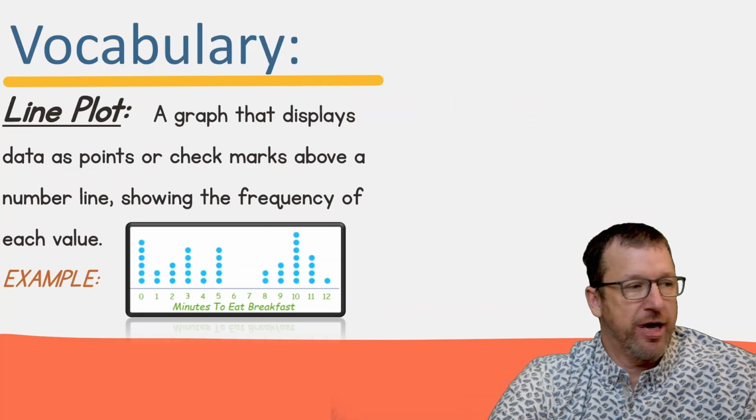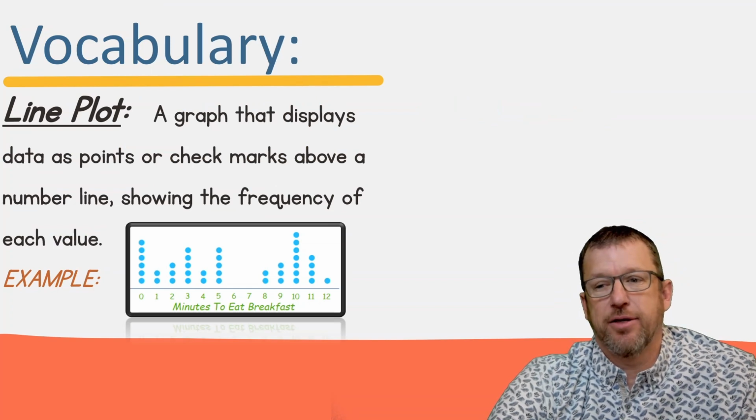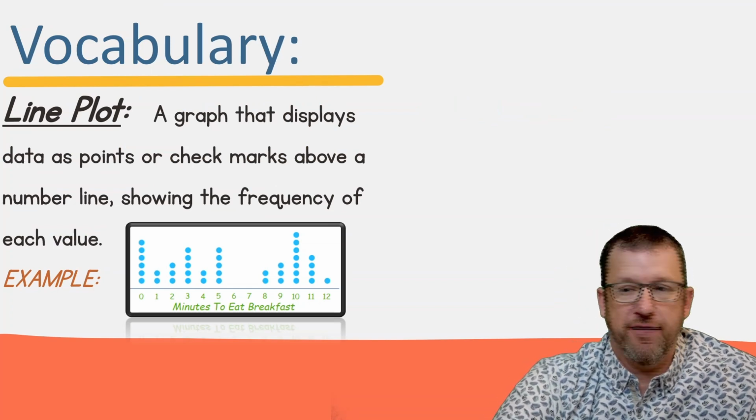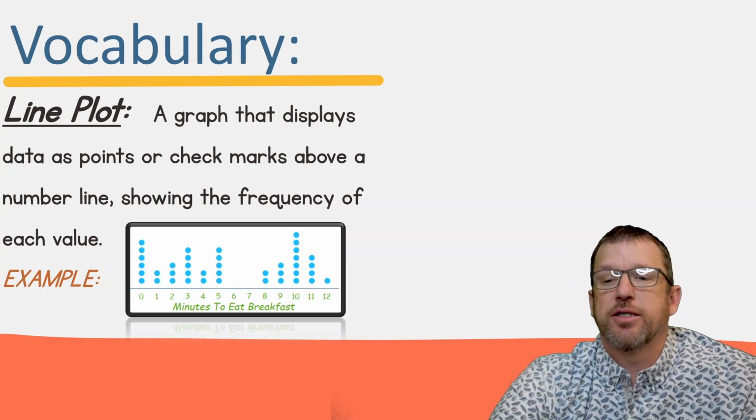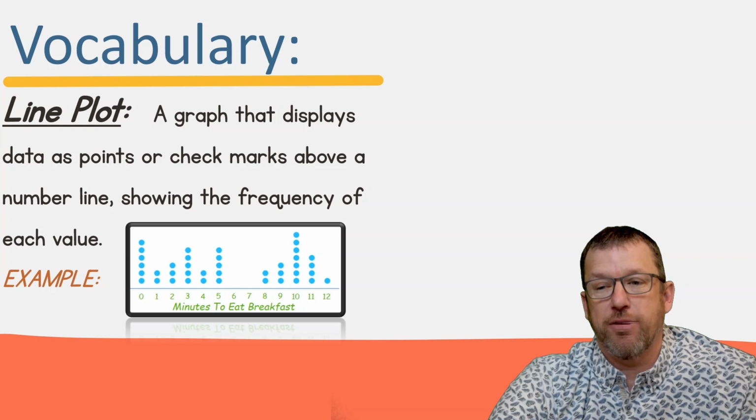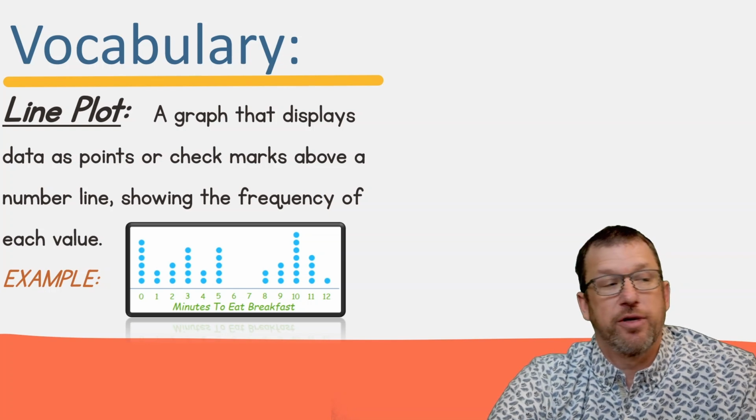All right, so next vocabulary is line plot. You've seen line graphs, you've seen bar graphs, you've seen pictographs, you've seen all kinds of wonderful ways to measure data. This is the one that describes data as points or check marks above a number line, showing the frequency of value.